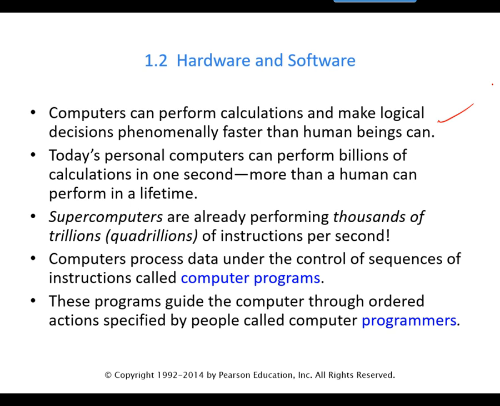So today's personal computers can perform billions of instructions in 1 second. When we look at a typical i7 processor, it has a clock speed of about 3.5 gigahertz. A gigahertz is 1 billion clock cycles per second, so 3.5 billion clock cycles per second. And let's say it takes 3 clock cycles to execute one instruction, so it's roughly 1 billion instructions per second. So it's very, very fast.